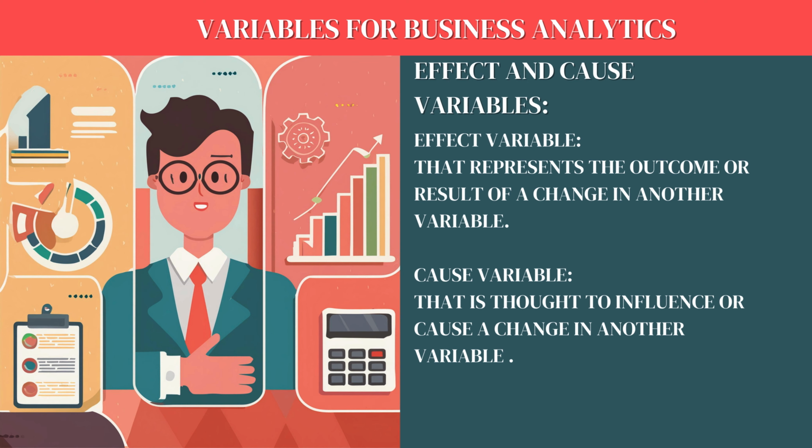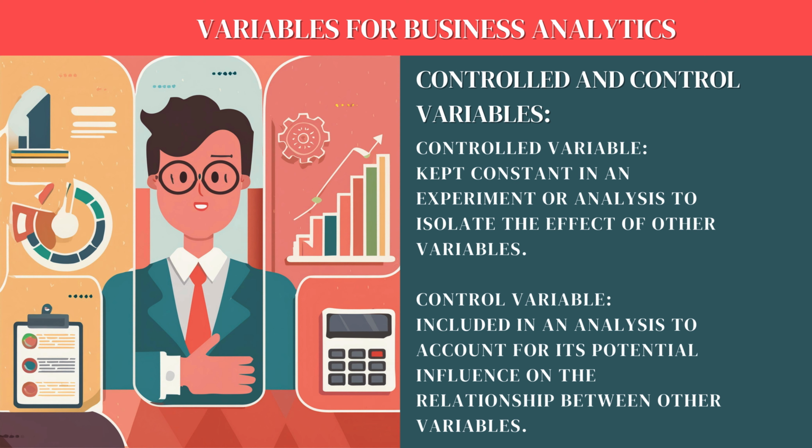Effect and cause variables. Effect variable. This is the variable that represents the outcome or result of a change in another variable. Cause variable. This is the variable that is thought to influence or cause a change in another variable. Controlled and control variables. Controlled variable. This is a variable that is kept constant or fixed in an experiment or analysis to isolate the effect of other variables. Control variable. This is a variable that is included in an analysis to account for its potential influence on the relationship between other variables.